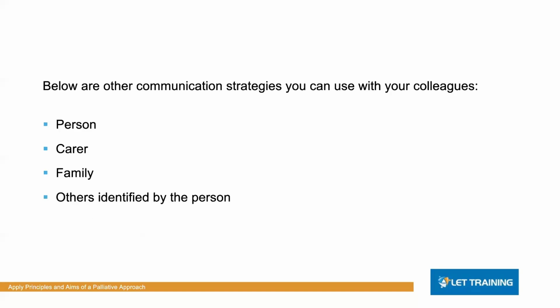Below are other communication strategies you can use with your colleagues. Person: showing transparency by promptly informing the person of any updates regarding any changes to their care plan. Carer: promptly informing the person's carer of any updates in the person's care plan. Family: asking feedback from the family regarding your ideas on the case strategies for the person. Others identified by the person: remembering the names of the person's friends and addressing them by their names.